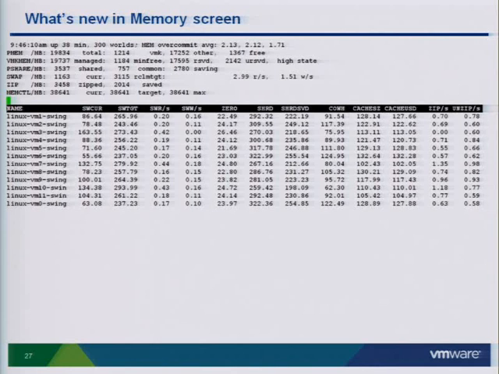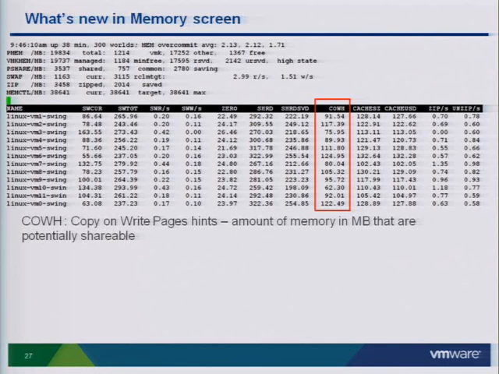Okay, memory screen. As you may or may not know, in vSphere 4.1, we added support for memory compression. So we added a bunch of counters for memory compression as well. But before that, I want to talk about one more counter, which can be useful for a lot of folks.